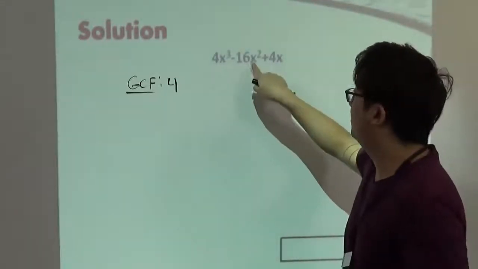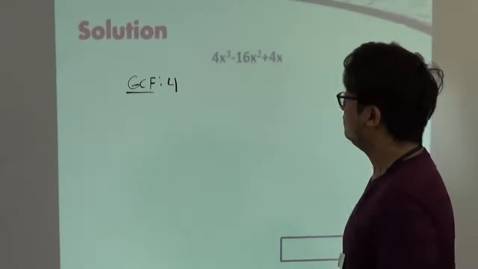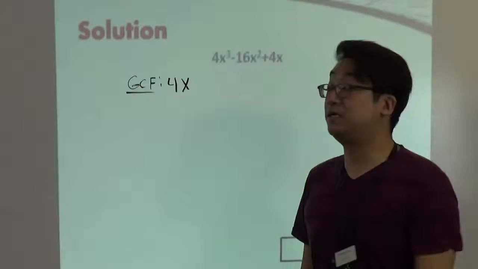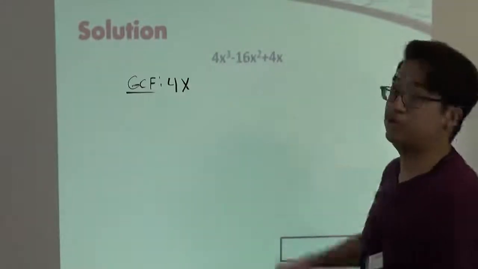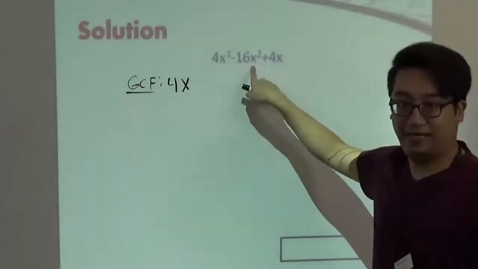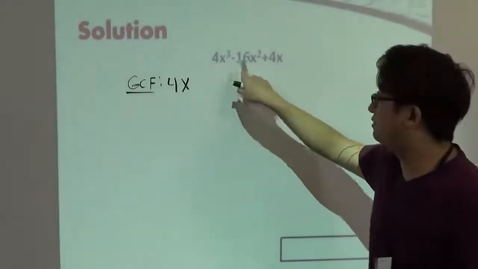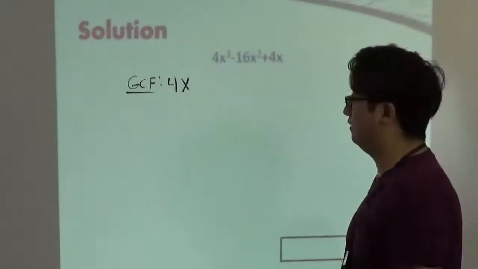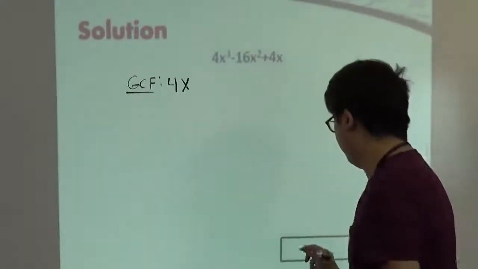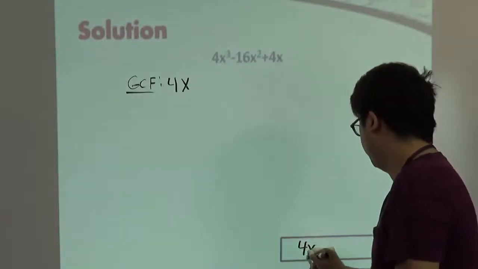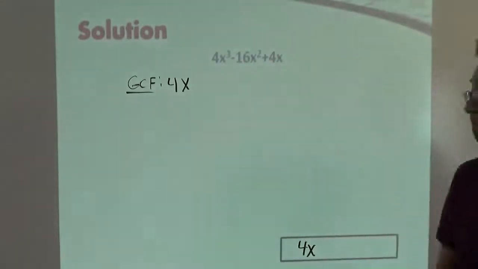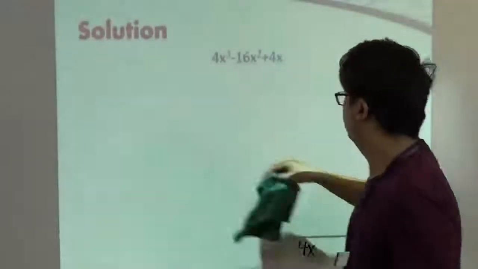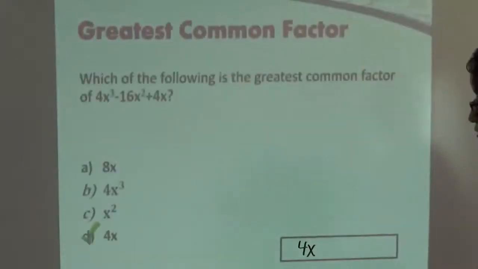So now we look at our x's. We have x to the third, x to the second, and just x. So the greatest common factor should just be 1x, because 1x can be pulled out nicely out of every single term here. Because if I were to pick x to the second, I can pull x to the second out of the first two terms, but I can't pull it out of the last term. So in this case, our GCF would just be 4x. Right?